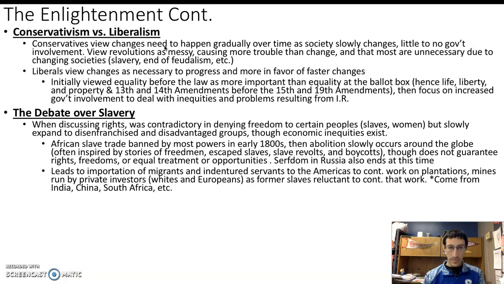So as a result, again, due to more liberal thinking and changes over time, the African slave trade actually becomes illegal. What we mean by the African slave trade is predominantly that Europeans are not allowed to go into Africa, purchase slaves, and then bring them across the Atlantic Ocean, either into Europe or into North or South America.